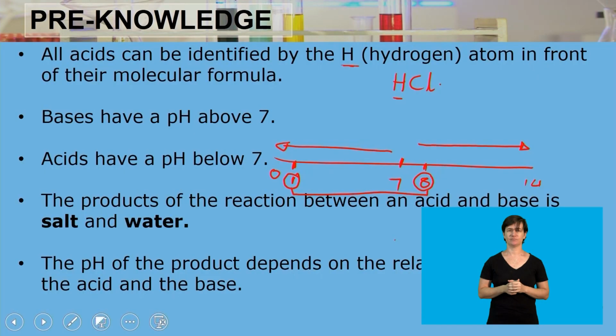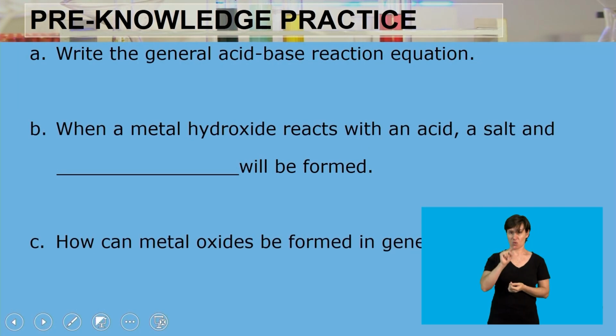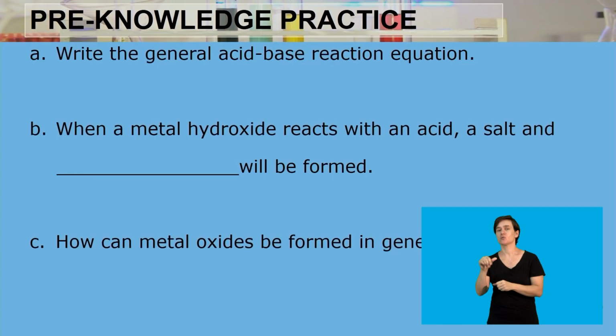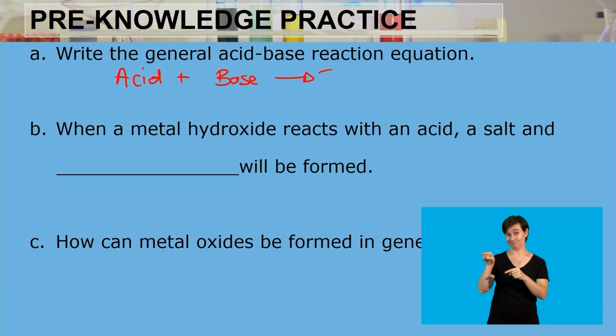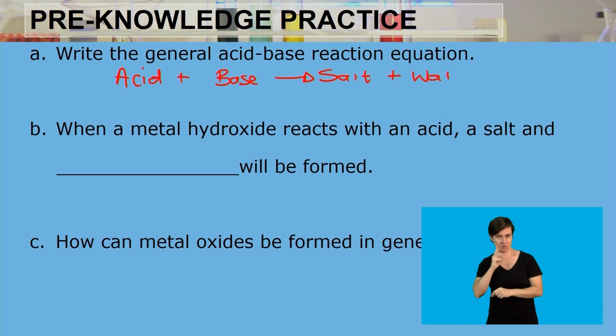So with what we know, can we then be able to answer the following questions? The questions that we are given are as follows. We need to write the general acid-base reaction equation. We do know that whenever we are reacting an acid with a base, the products are going to be salt and water. So the general acid-base reaction is going to be acid plus base will react to form salt and water.